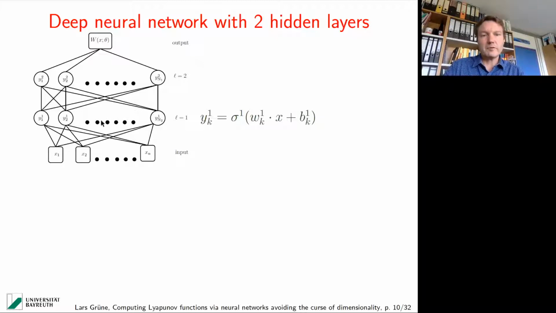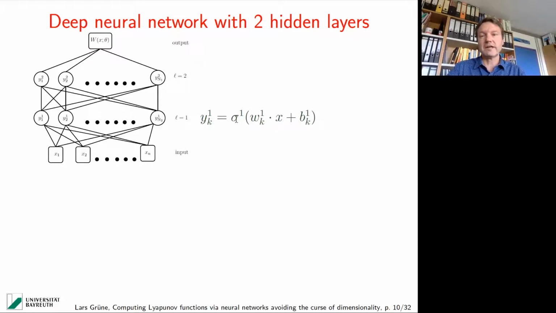We have two hidden layers with scalar values y11 up to y n1 1. Oh, there's a typo here. This should be n1. I'm sorry. And same here, y12 up to y n2 2, it should read here on level 2. And then we have this function here, which combines the values from this level. And this is the approximation of the Lyapunov function in the end.